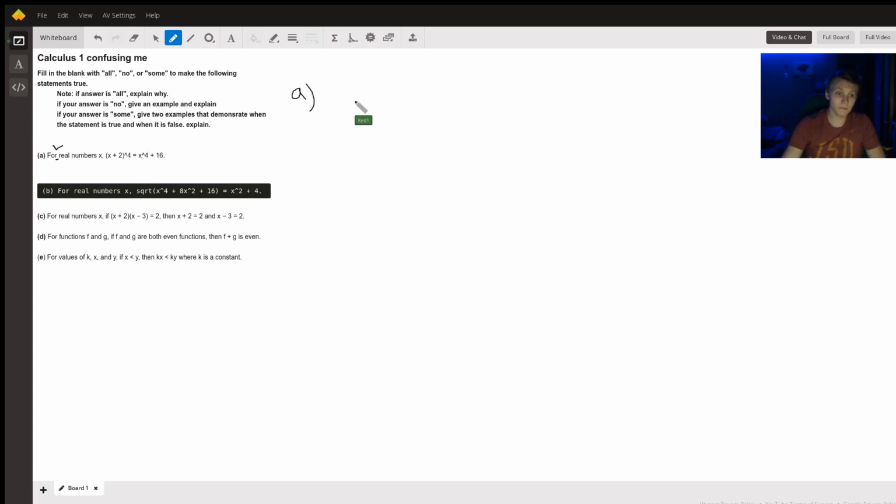So for A, we have a situation that is true at x equals 0, because then we have 2 to the 4th, 16, being equal to 0 plus 16. But it's false at, for example, x equals 1, where 3 to the 4th is 81, which is not equal to 1 plus 16, which is 17. So A is true for some real numbers, x.